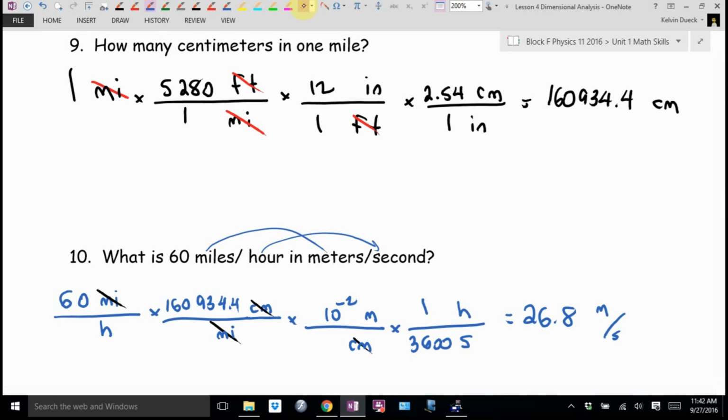I got rid of the centimeters, because is there a centimeters on top here and on the bottom here? They canceled. What of length got left behind? Meters. And I could now cancel. That hours and that hours cancel, and I'm left with seconds on the bottom.